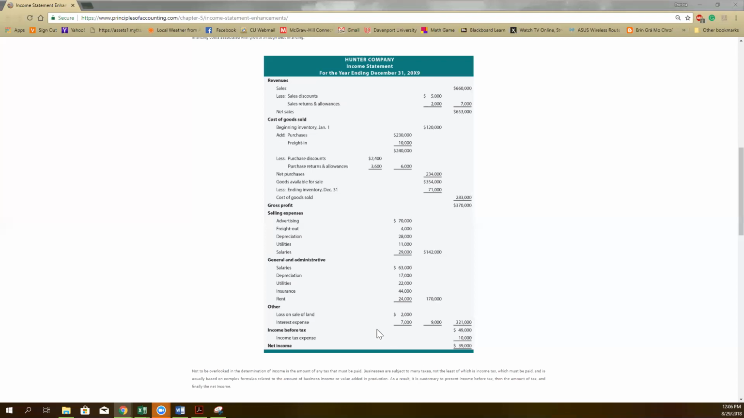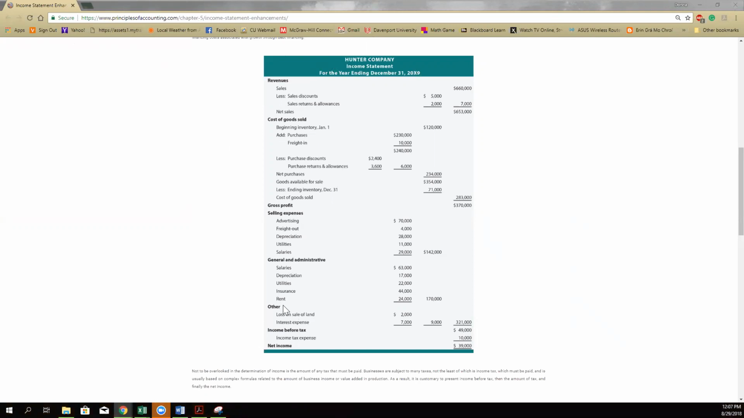I found us a recording or a picture of a multi-step income statement. It's at a website called principlesofaccounting.com. I'm going to put a link to it in Moodle, so don't worry about trying to copy down the URL right at this moment. But this will give you an idea of the income statement I'm looking for.